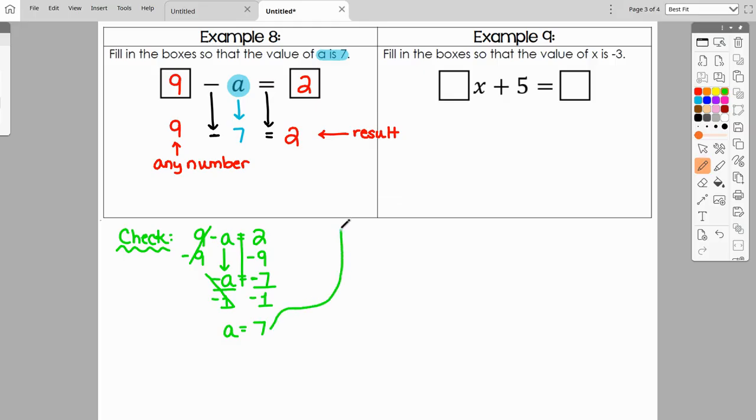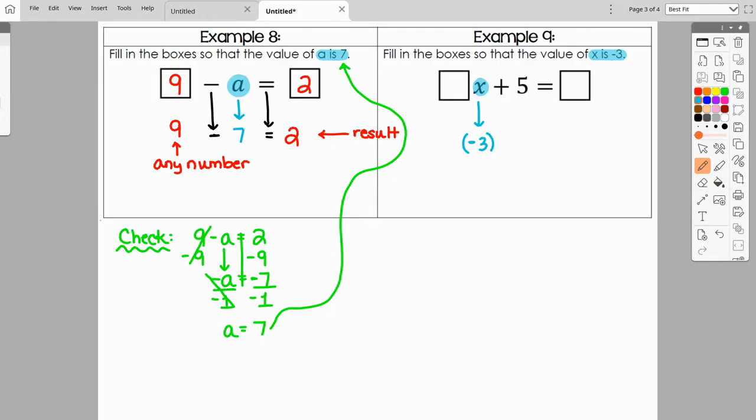If you check and see here, the result had to be a being 7. So this is a perfectly great example. Let's try the next one, same way. So again, I'm going to start by reading fill in the boxes. So the value of x is negative 3. Highlighting what x is so I can replace it here. So where I have x in my problem, I'm going to replace it with a negative 3.